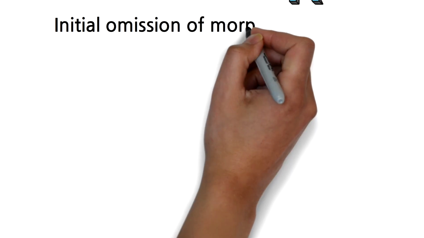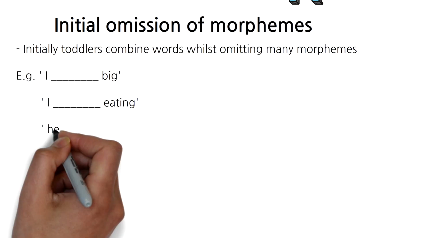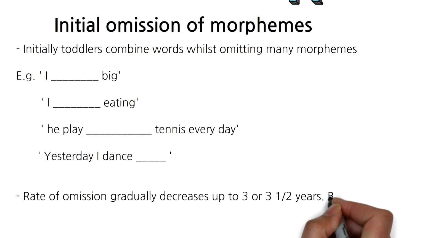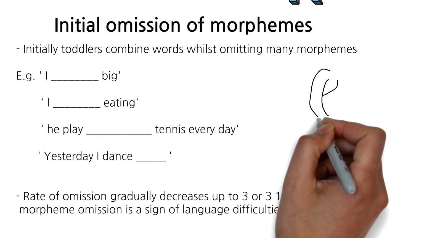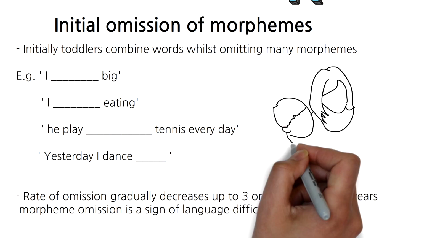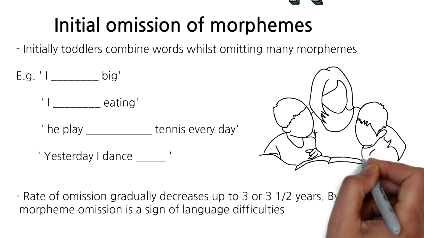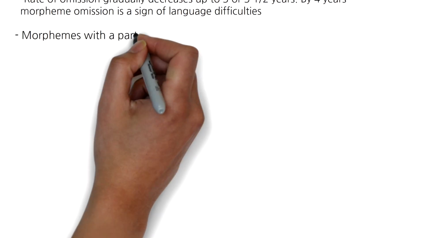Initially, toddlers combine words, often omitting many morphemes. An example of this is "I eating" or "yesterday I dance." The rate of omission gradually decreases up to 3 to 3.5 years. By 4 years, morpheme omission is a sign of language difficulties.